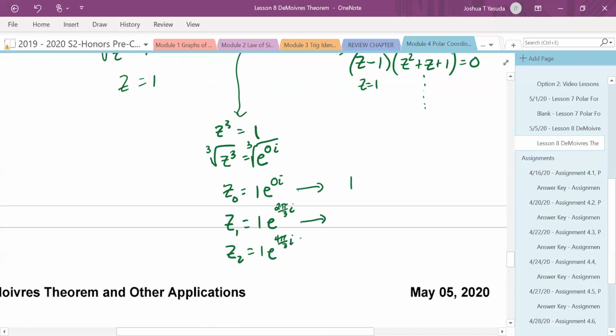And then for 2 pi thirds, cosine of 2 pi thirds is negative 1/2. So we have negative 1/2 plus i sine of 2 pi thirds. So what's sine of 2 pi thirds? Positive rad 3 over 2. So rad 3 over 2 i. And then this guy over here, e to the 4 pi thirds i, would be cosine of 4 pi thirds, which is also negative 1/2. And then the sine is negative rad 3 over 2 i. Guys, look at this. It's so easy.